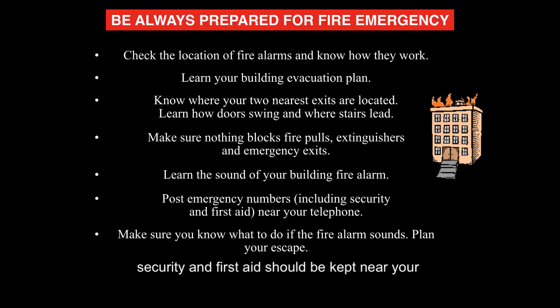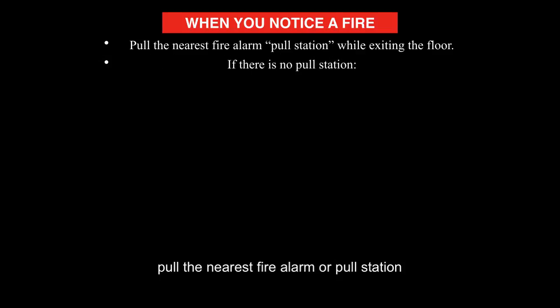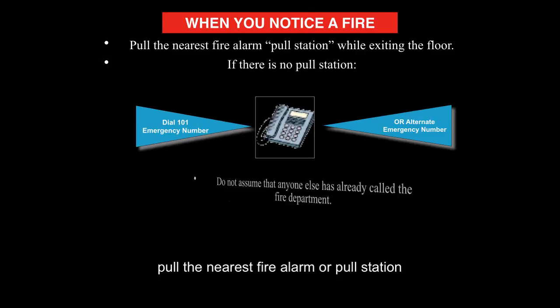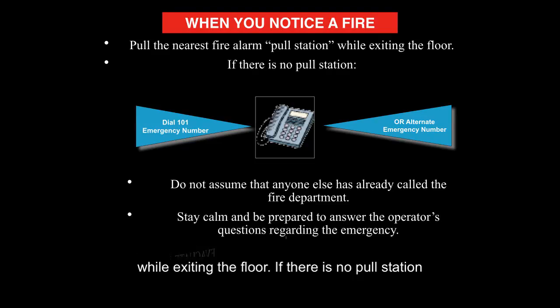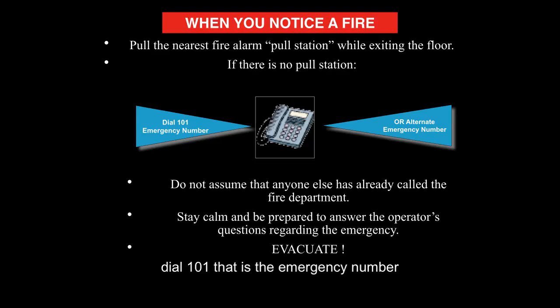Emergency numbers, including security and first aid, should be kept near your telephone or stored in your mobile phones. Make sure you know what to do if the fire alarm sounds. Plan your escape. When you notice a fire, pull the nearest fire alarm or pull station while exiting the floor. If there is no pull station, dial 101, that is the emergency number in India, or an alternate emergency number if provided by your district administration or the state government.